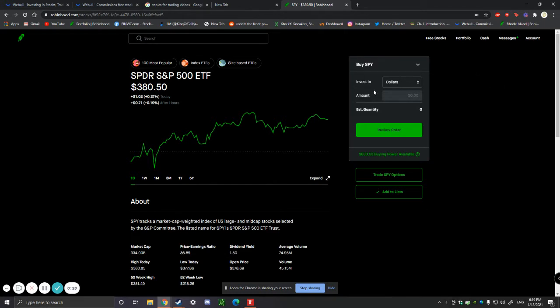So obviously on mobile, it's going to be a little different. This is on my computer. But let's say you want to buy the S&P 500 index, so you come over here and you can see there's 6 different types of orders. Let's talk about the first one. We'll talk about market order, and market order is probably the simplest order that you can make.